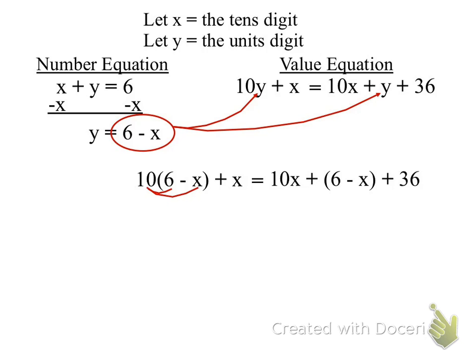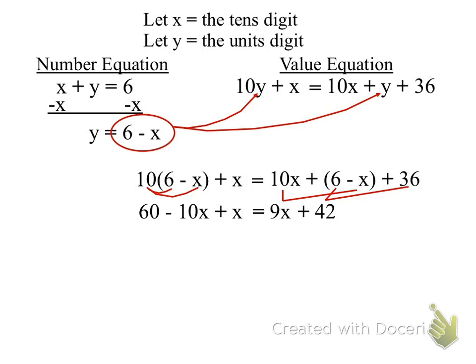Now we're going to simplify. We want to simplify, so 10 times 6 is 60, and 10 times negative x is negative 10x, plus x equals 9x plus 42. So he's combining like terms. 9x plus 42.